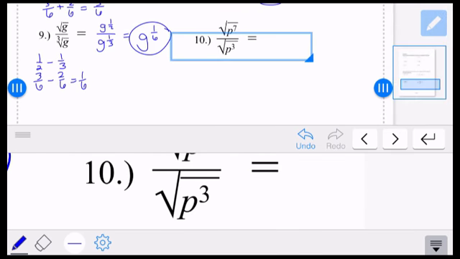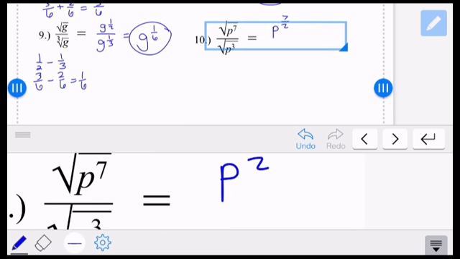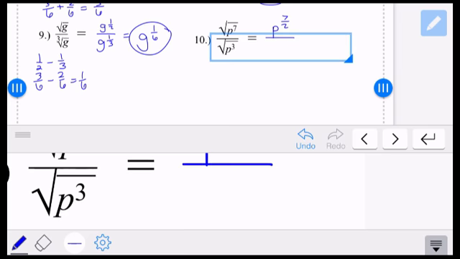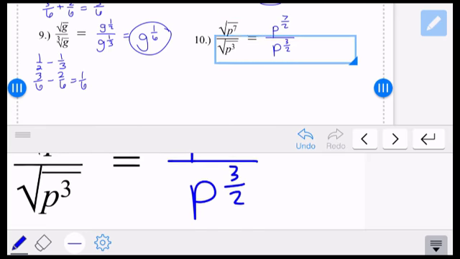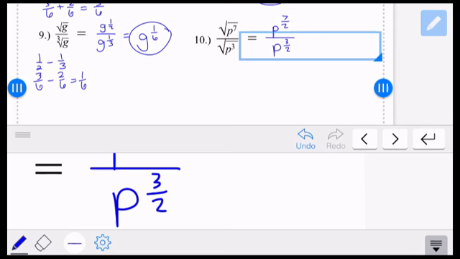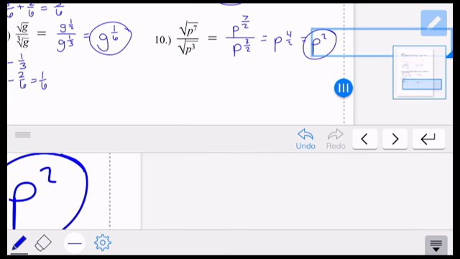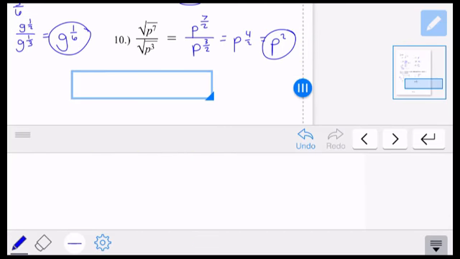Last one. Square root of p to the 7th, so that would be p to the 7 over 2. And then the square root of p to the 3rd would be p to the 3 over 2. And we're dividing again, so we need to subtract our exponents. So 7/2 minus 3/2 is going to leave us with 4/2. And then 4 over 2 is just 2, so this is p squared.